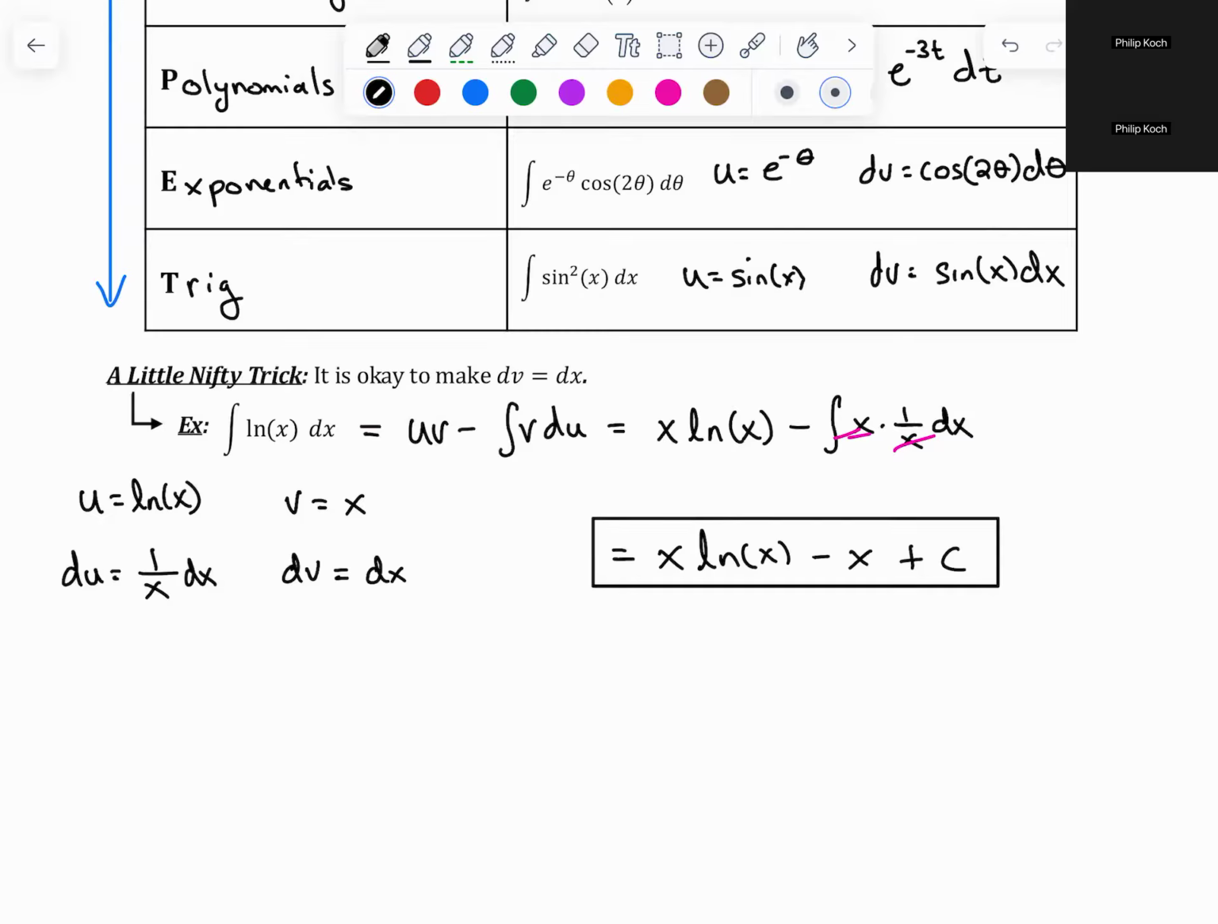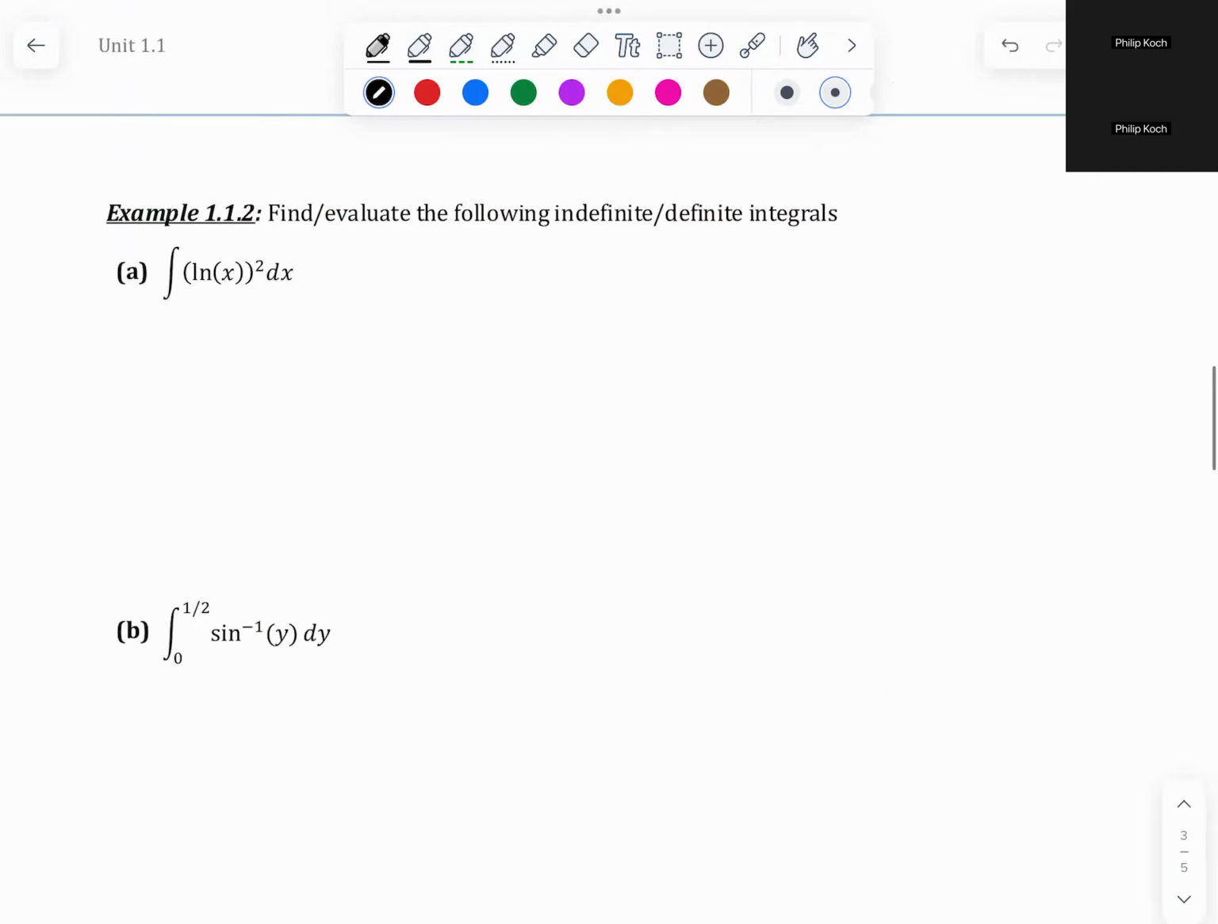Okay. Any questions? So LIPET: logs, then inverse trig, then polynomials, then exponentials, then trig, in that order. That's what you should choose for u. So this next one. What do you guys think? What should u be?